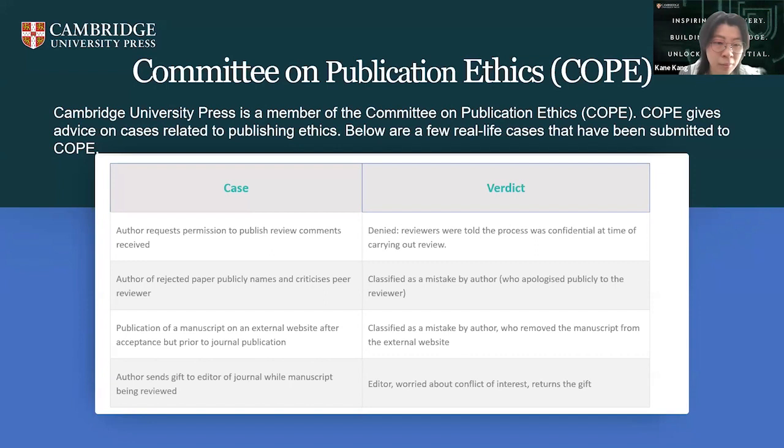Okay, and number 4, author sends gift to editor of journal while manuscript is being reviewed. So the editor, worried about conflict of interest, returns the gift. This is a conflict of interest problem. The editor would really be worried about that. So you don't send gifts during this.